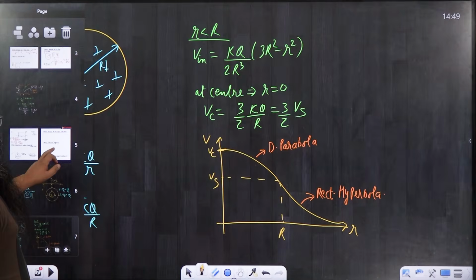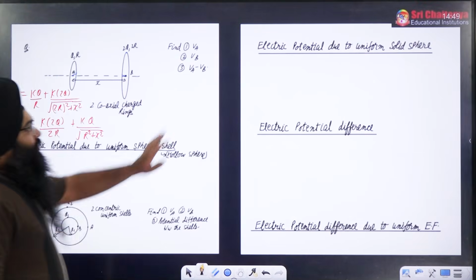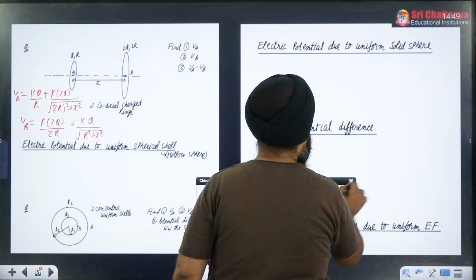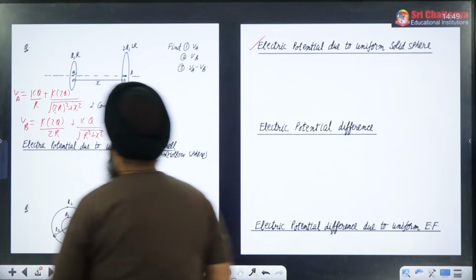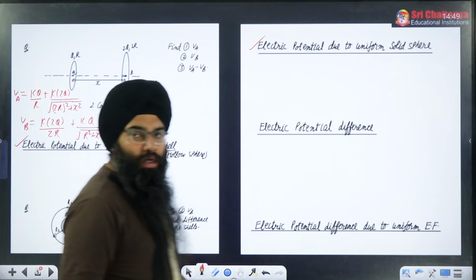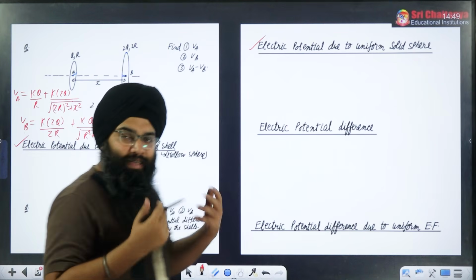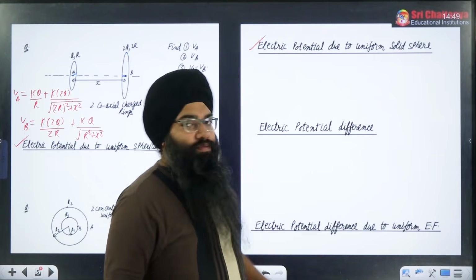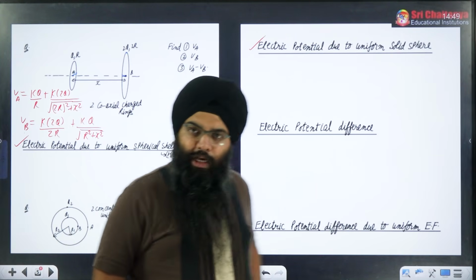Chalo. So we have done the electrostatic potential due to a uniform solid sphere also. We have completed this part also, and we have completed the potential due to a ring also, at center and at axis also. Now electrostatic potential difference. What is the meaning of electrostatic potential difference?